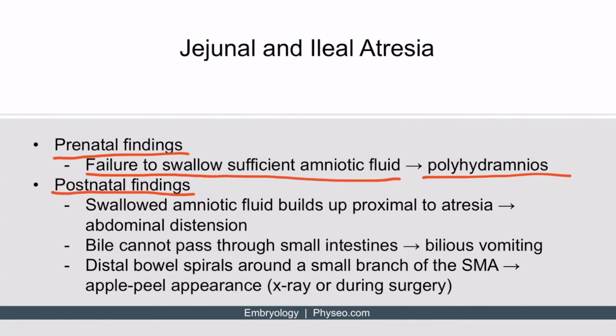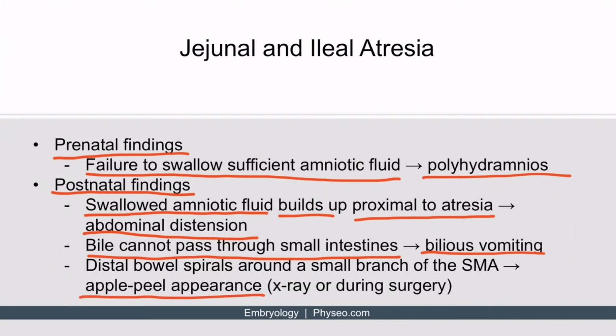And the first postnatal finding is also similar to duodenal atresia, and that is abdominal distension. The swallowed amniotic fluid will build up proximal to the atresia. So the newborn will have abdominal distension. And just like before, the patient, for various reasons, is uncomfortable and will vomit. And since bile cannot pass through the small intestines, that vomiting will be bilious vomiting. Now, the last finding is unique to jejunal and ileal atresia, and that's the apple peel appearance. And this can be seen on X-ray or grossly during a surgery. This occurs because the distal bowel will spiral around a small branch of the SMA, and this spiraling makes the appearance of an apple peel.